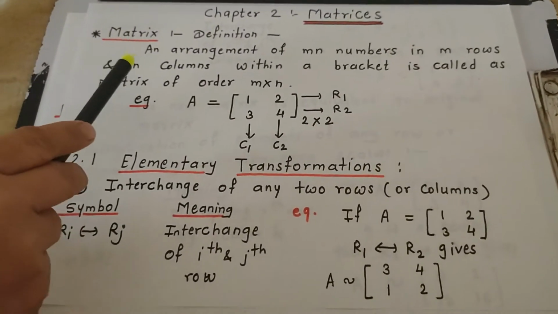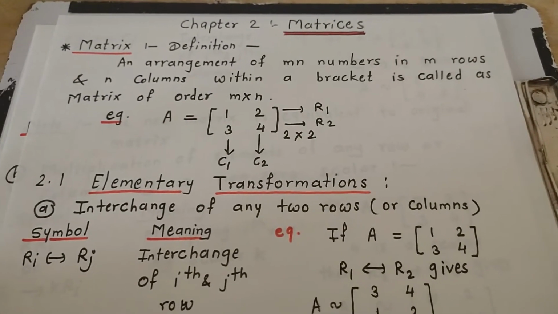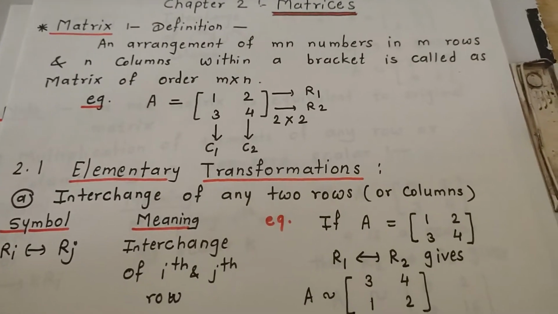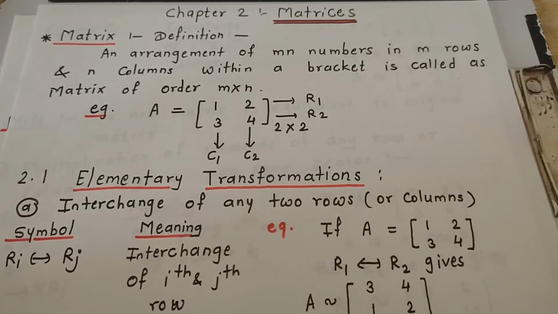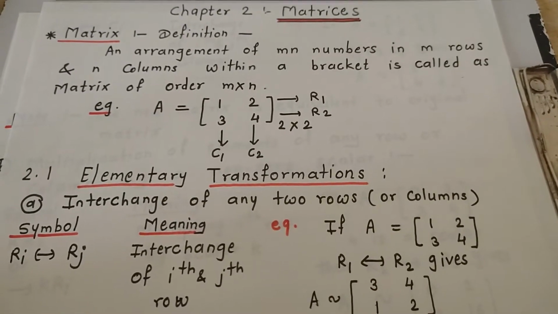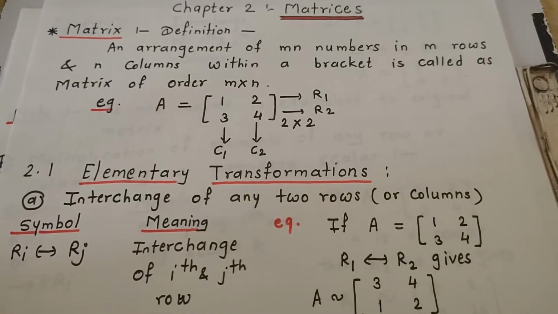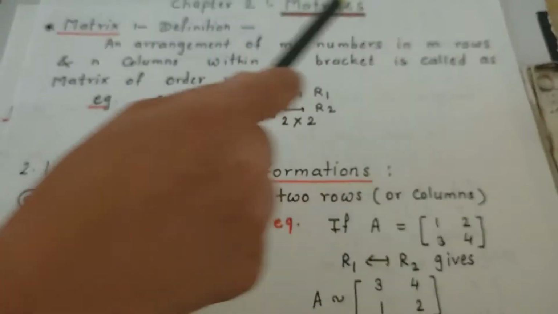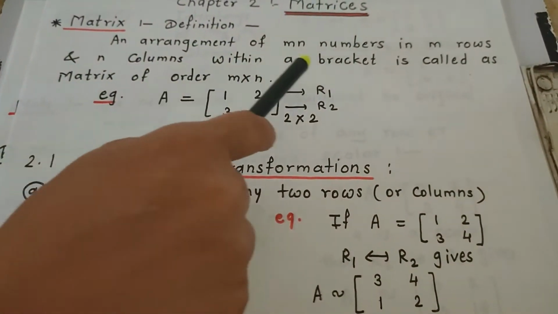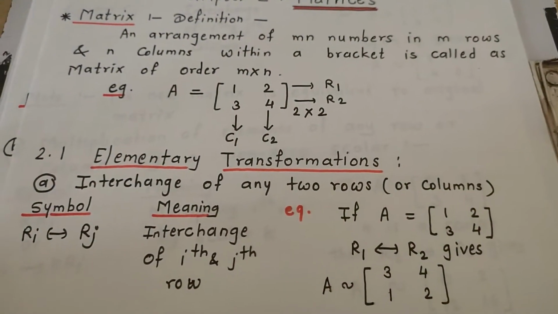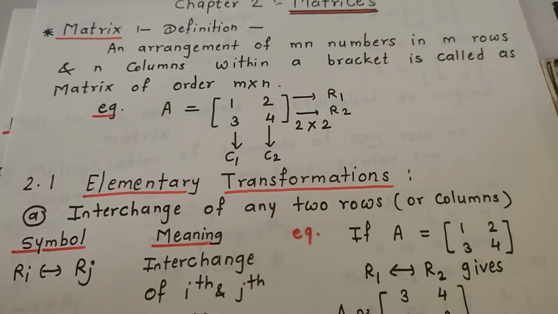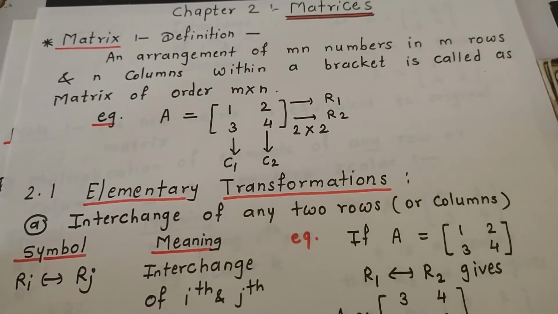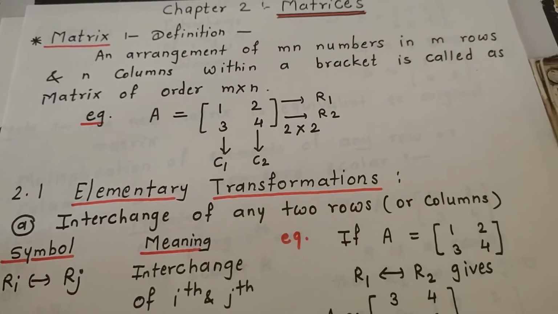Students, today we are going to the second chapter, matrices in mathematics part 1. In 11th standard we have learned some basic topics about the matrix. Now let us revise the definition of matrix. An arrangement of mn numbers in m rows and n columns written within a bracket is called a matrix of order m by n. That is, a matrix is an arrangement of numbers or elements in rows and columns.